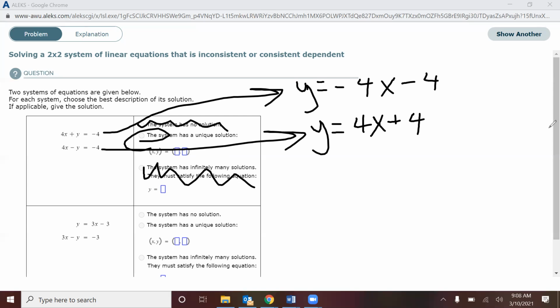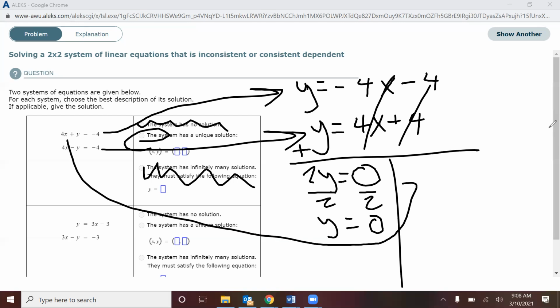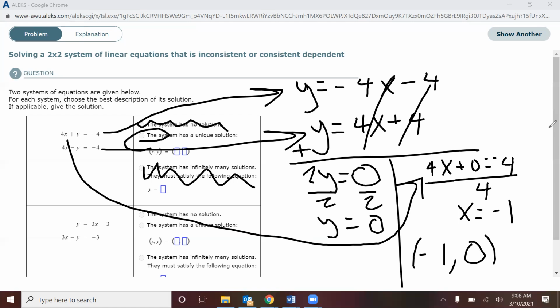Well, let's do the elimination method. It's ready to go right now. If I add the equations together, I get 2y equals 0 because those cancel and those cancel. Dividing by 2, y is 0. So what would x equal? I'll just take the first equation and replace y with 0. And dividing by 4, x is -1. So the intersection point would be (-1, 0), which would also happen to be the x-intercept.